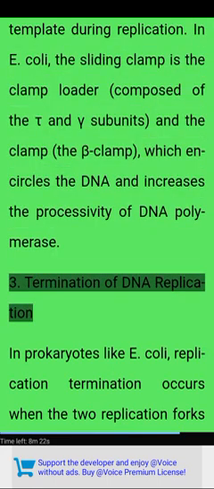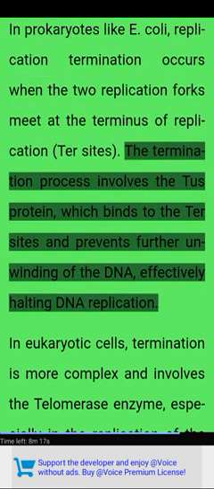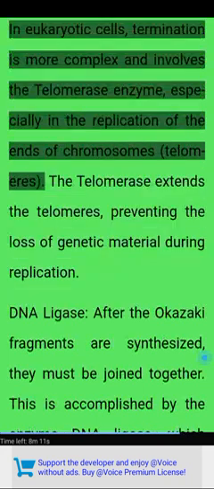3. Termination of DNA replication. In prokaryotes like E. coli, replication termination occurs when the two replication forks meet at the terminus of replication, the Ter sites. The termination process involves the Tus protein, which binds to the Ter sites and prevents further unwinding of the DNA, effectively halting DNA replication.